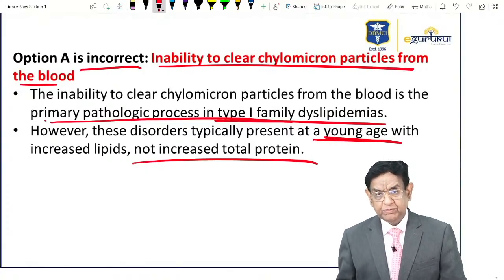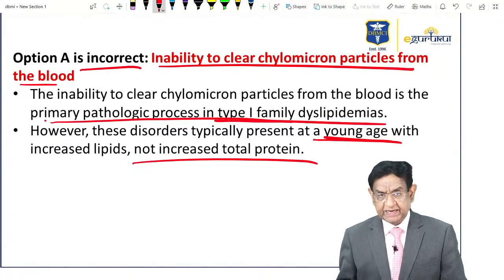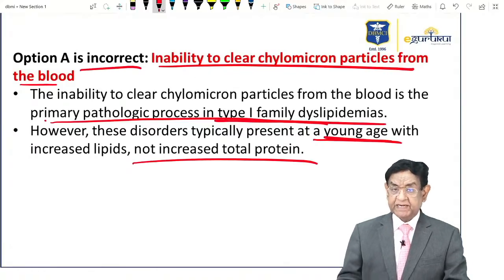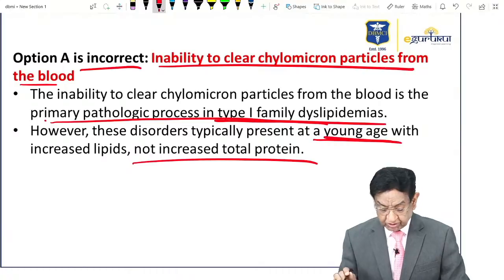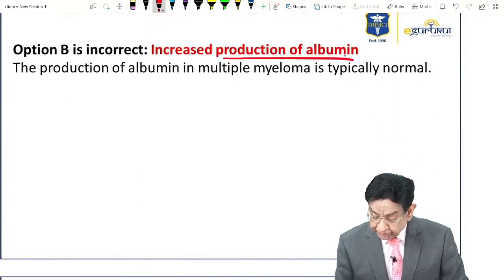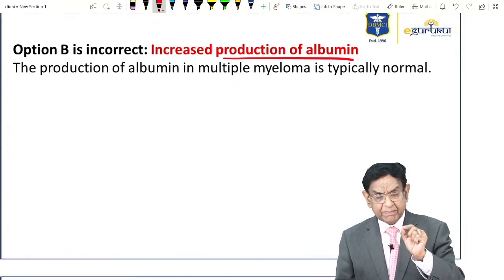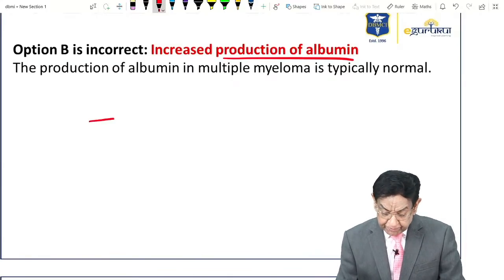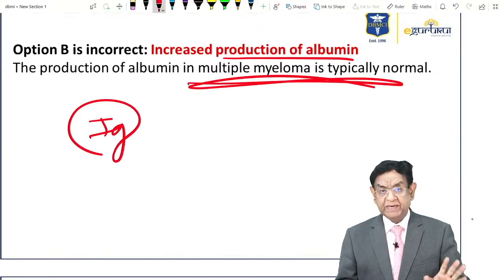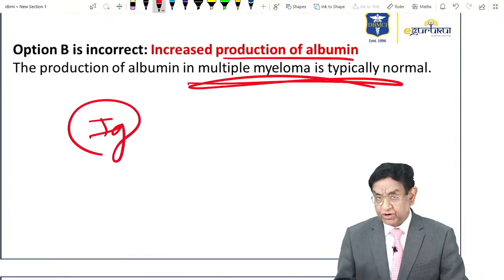And as I told you, multiple myeloma is a disease of the elderly person. Our patient is an elderly person. Proteins are raised, but in primary dyslipidemia, lipids are increased, not the proteins. This is not the answer. Option B, increased production of albumin. In multiple myeloma, there is increased production of immunoglobulin. Albumin production is normal, it's not increased. So this is not the option.